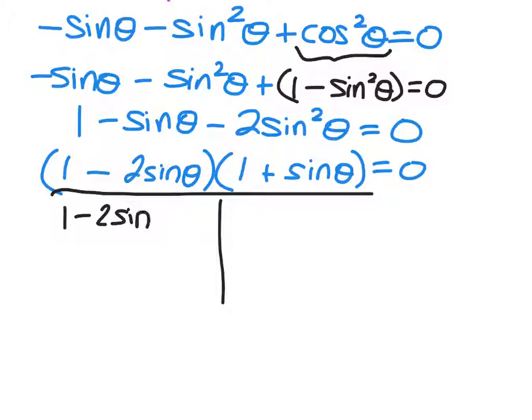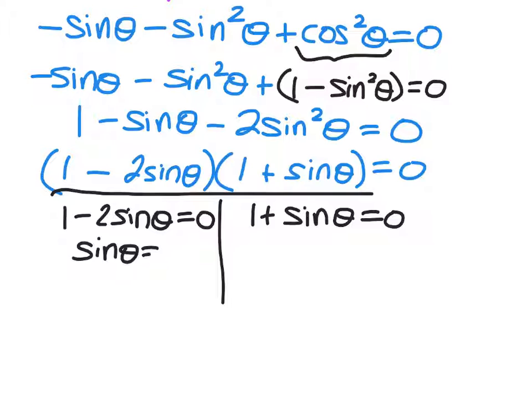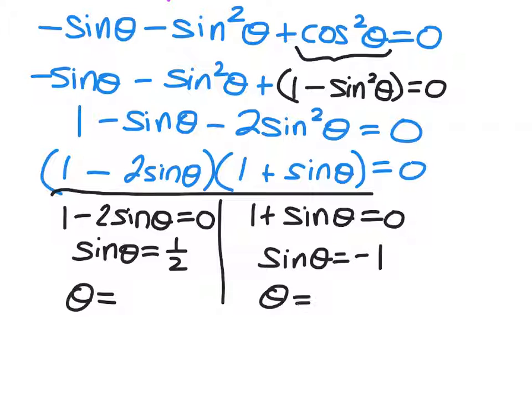So 1 minus 2 sine theta equals 0. 1 plus sine theta equals 0. For the first equation, subtract the 1 and divide by negative 2. We're looking at sine theta equals 1/2. And for the second equation, sine theta is equal to negative 1. From those, we can get our theta values, leading us, hopefully in a very convenient and easy way, to our vertical tangents.